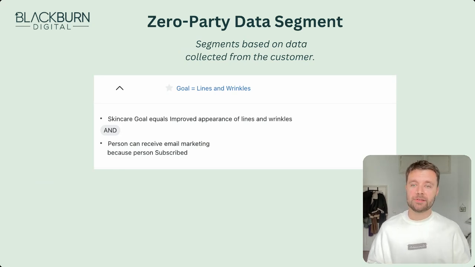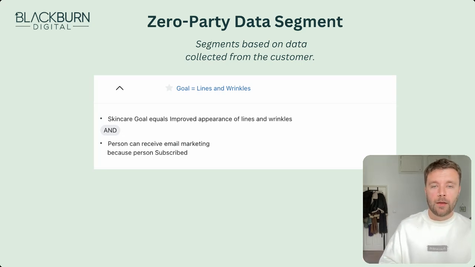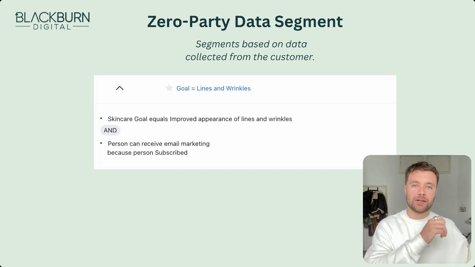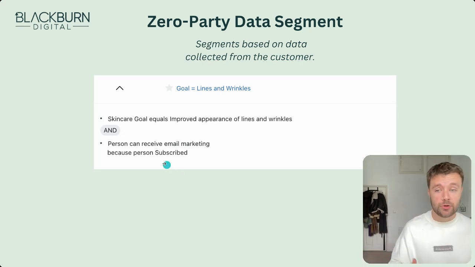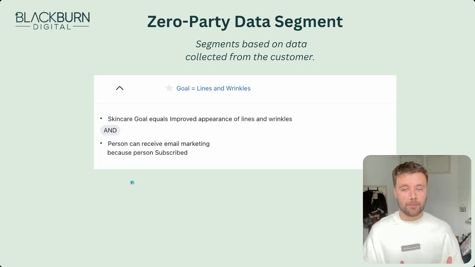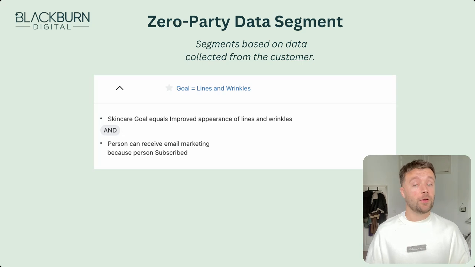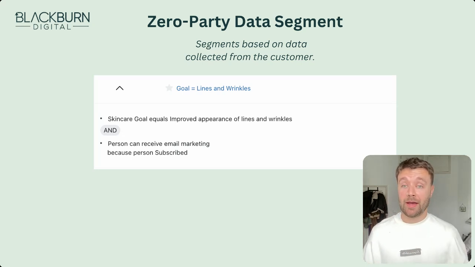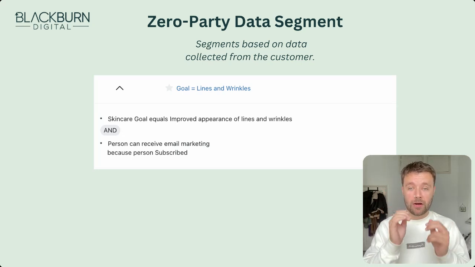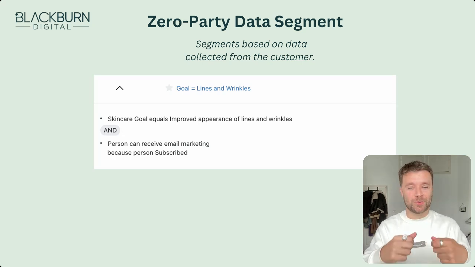So zero-party data is essentially data that customers have given us. So think they've answered a quiz, they've answered a question on a pop-up, they've filled out a survey. This segment can be really great for creating highly targeted emails based off of what we know is important to that customer. A good example here, we've been able to create a segment based off of people that have said their skincare goal is to improve the appearance of lines and wrinkles. Suddenly that gives us a really great idea to potentially create an email campaign based around targeting that specific goal, because we know that's what they want to achieve.